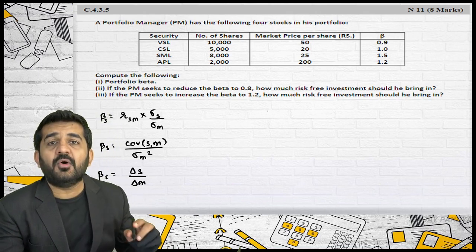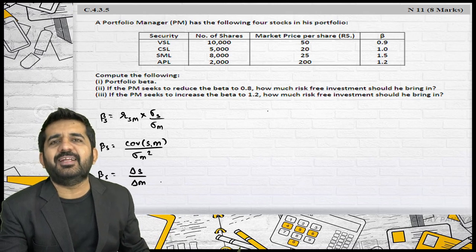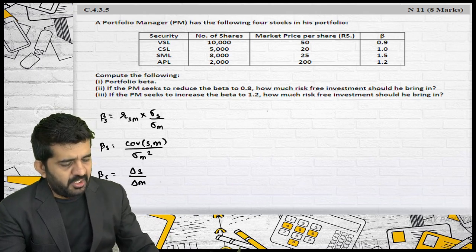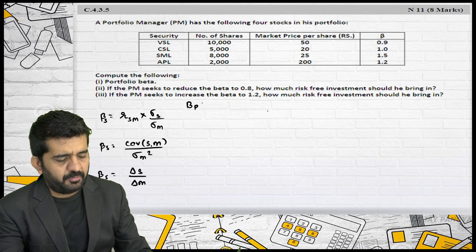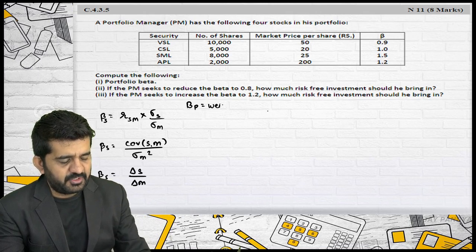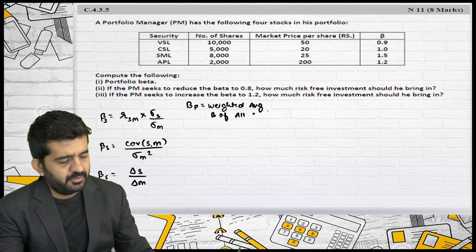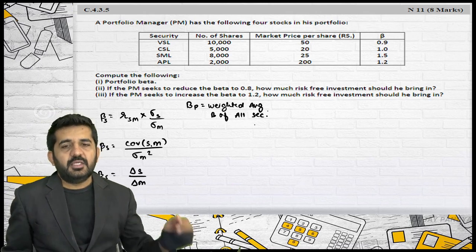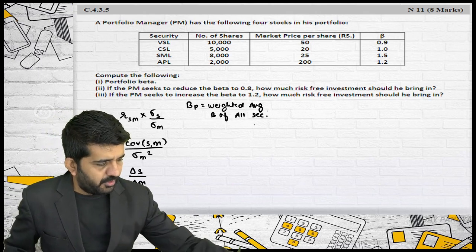What is beta of portfolio? It is weighted average beta of all securities. So if you want to find out beta of portfolio, it is a weighted average beta of all securities. Let us continue with questions of beta.